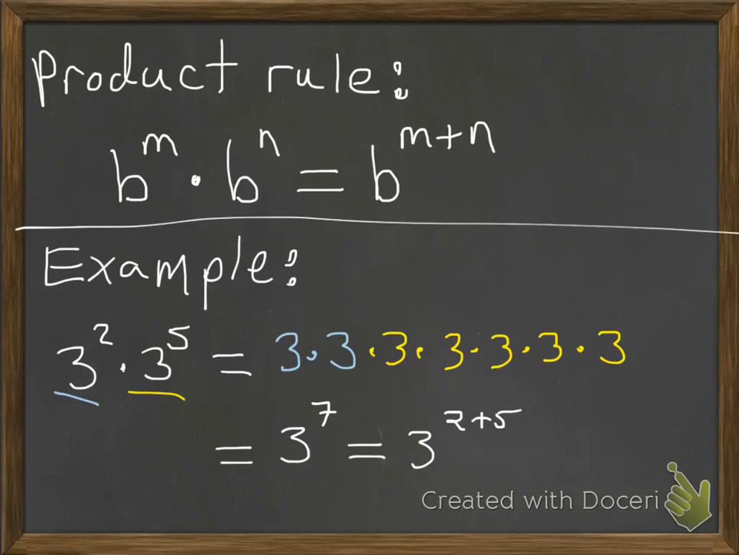Notice that I did not multiply the 3's together and get 9. 9 to the 7th is a much larger number. Let me use a calculator right here. 9 to the 7th is 4,782,969. 3 to the 7th is a little smaller. It's 2,187. So when we multiply like bases, we've got to remember that we add the exponents. That's one thing to get used to.